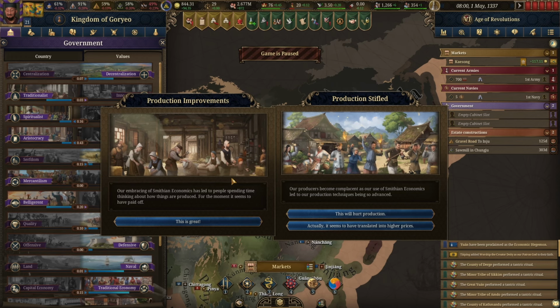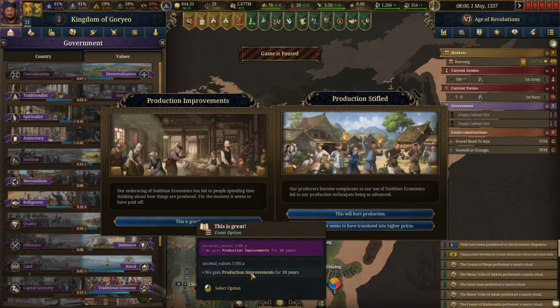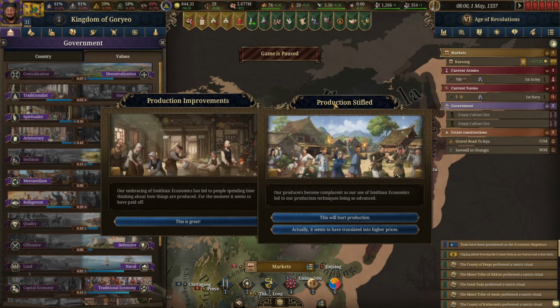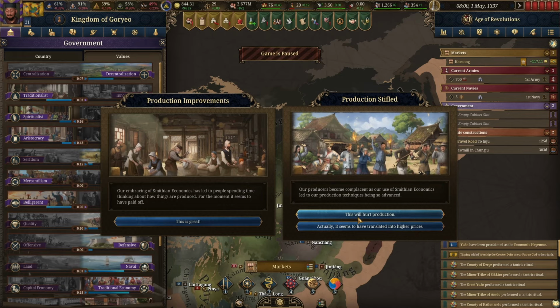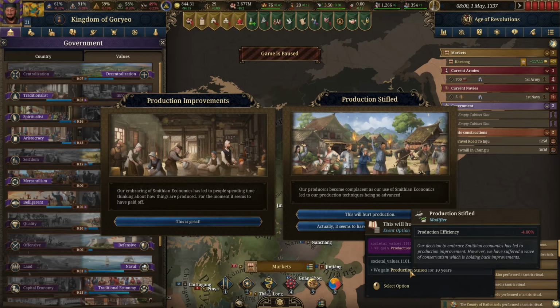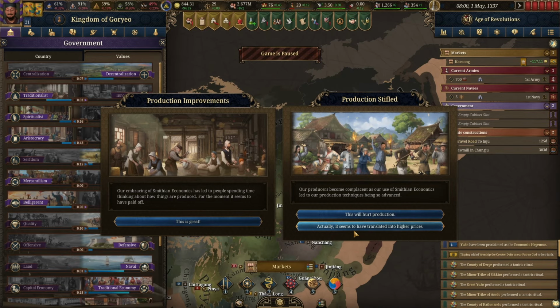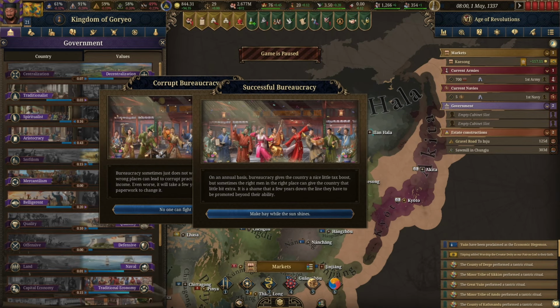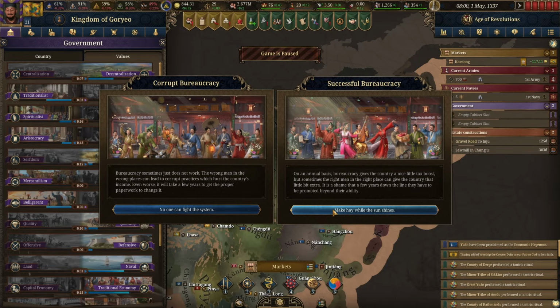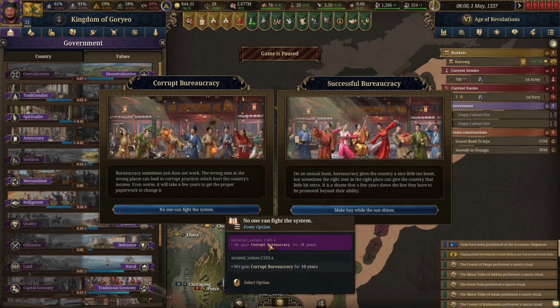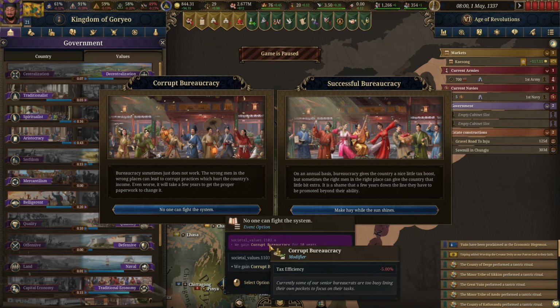We have this production improvements one, which gives the production improvements modifier for 10 years, which just gives production efficiency plus 5. And then we have the opposite event, which gives production stifled, which gives you a choice between getting the production stifled, which reduces production efficiency by 4% for 10 years, or getting 2.5 inflation. And then the next one for mercantilism is successful bureaucracy, which increases tax efficiency by 5 for 10 years, or the opposite, corrupt bureaucracy, which decreases it by 5 for 10 years.